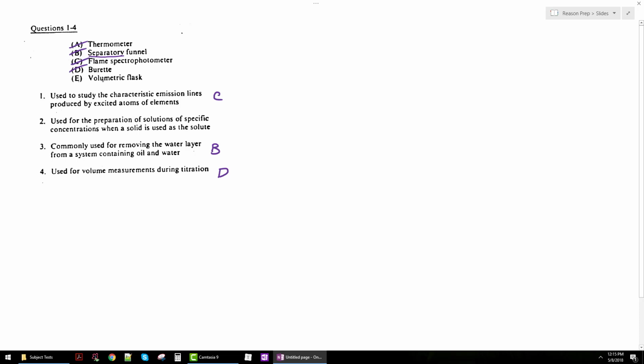And then finally, the volumetric flask. This is going to be a flask with a certain specific volume, which you can use to measure out volumes of liquids that you might use to, say, prepare solutions. So E would be the answer to 2, because that is used to measure out those specific amounts of volumes. For example, when you're making a solution. So we get 2 is E.